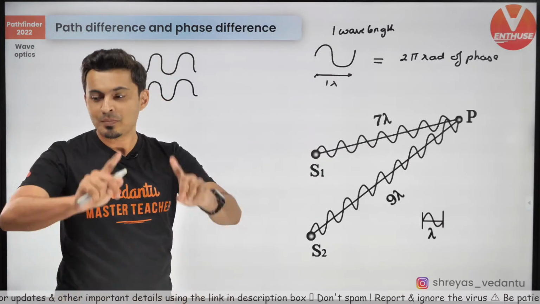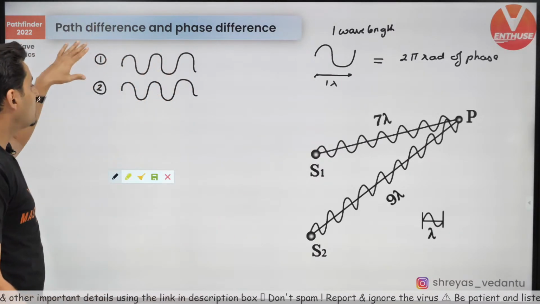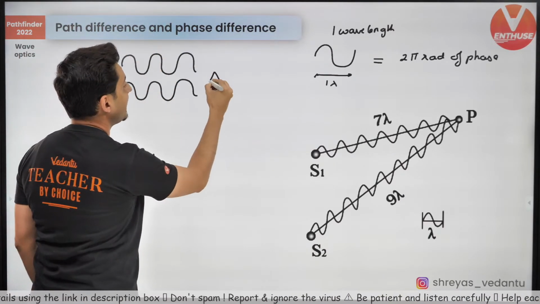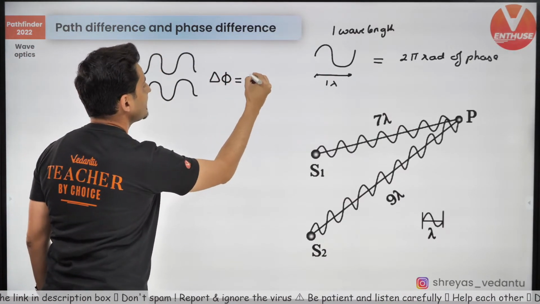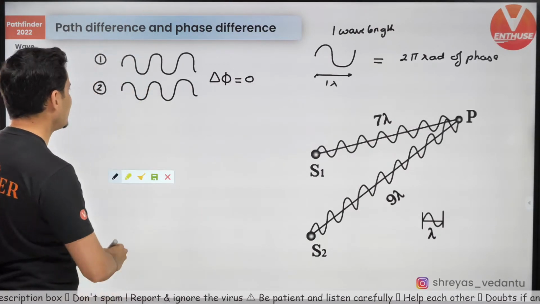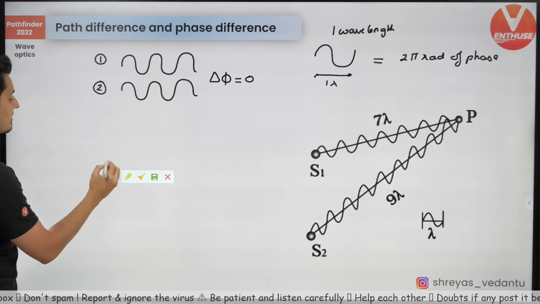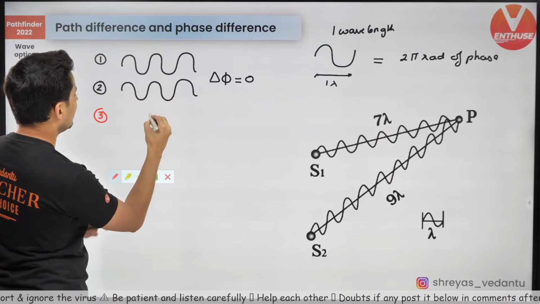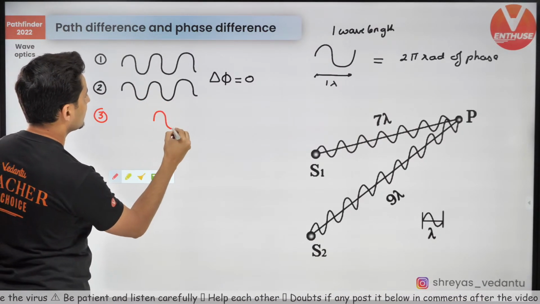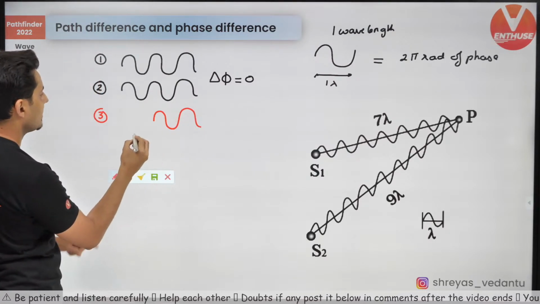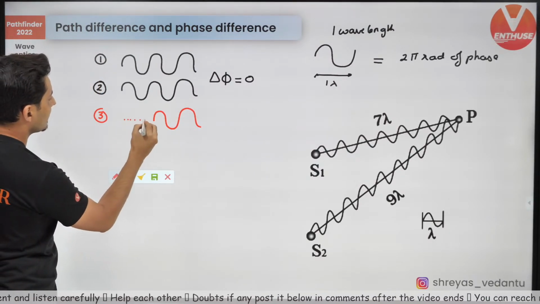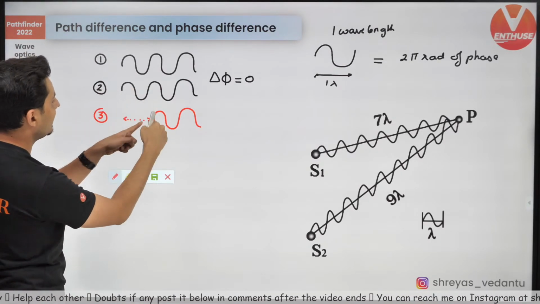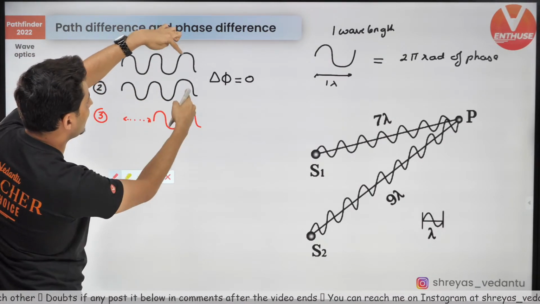Both of them are going up and down as if they are replicas of each other. So when you have two waves which are going up and down together, their phase difference will be 0. But imagine this third wave. It starts exactly from this point. You can see that there is a gap of exactly 1 wavelength, but after that it is an exact replica.